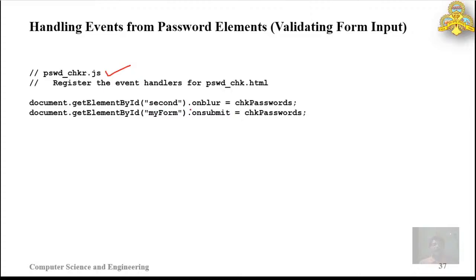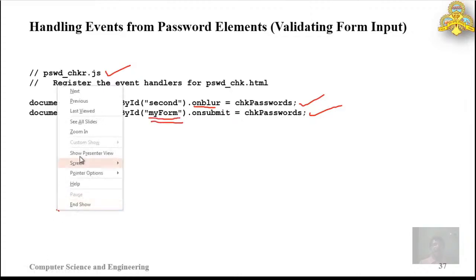So this is the second method for assigning the event handler name to the event attribute, that is onblur. For onblur, I'm specifying the name of the JavaScript function, that is chkPasswords. This is the name of the JavaScript function, and the same is assigned to submit also. Observe that this is the name of the form, not the input text fields.